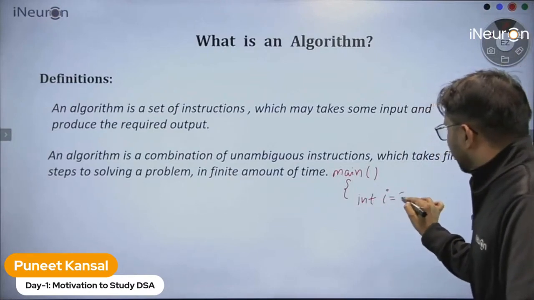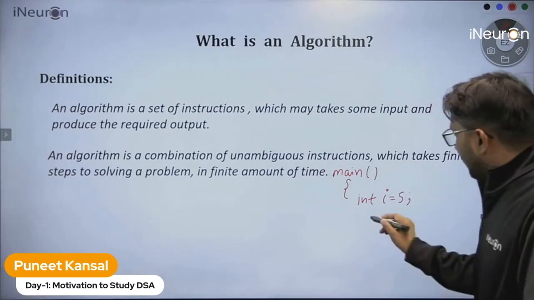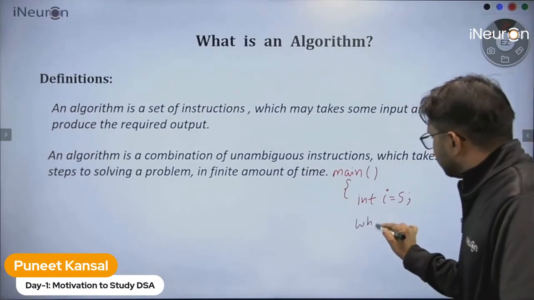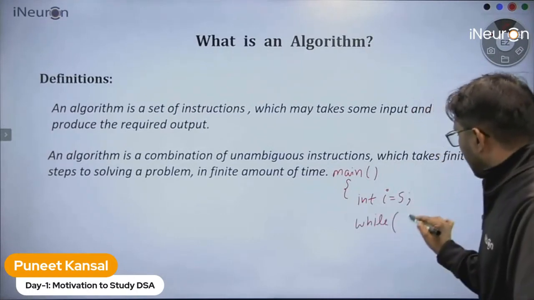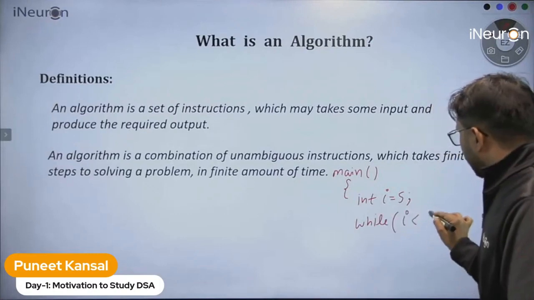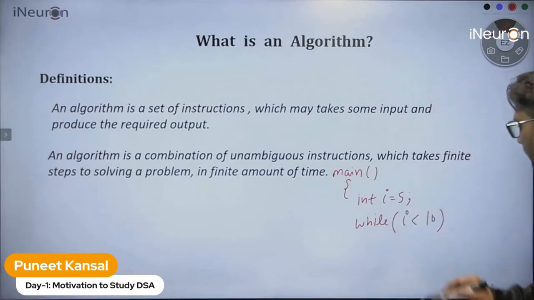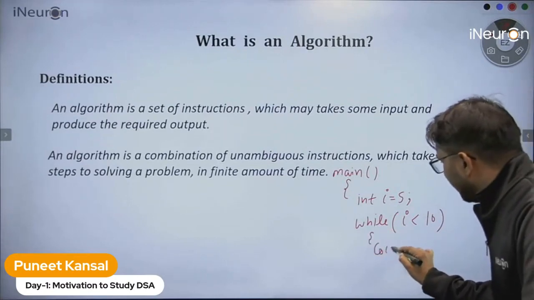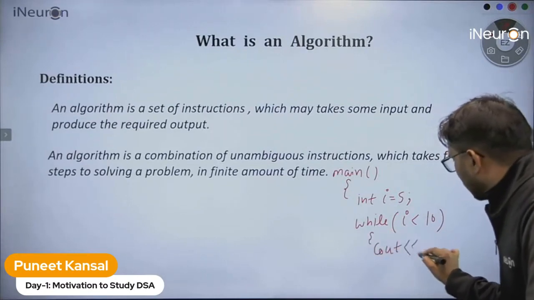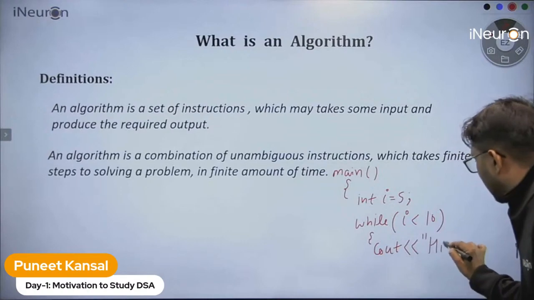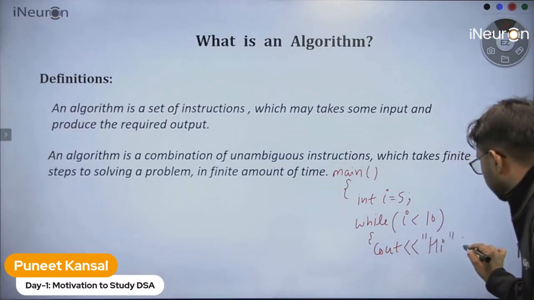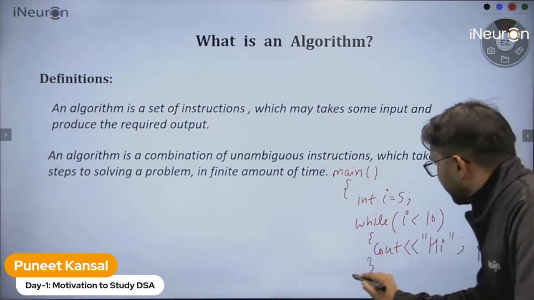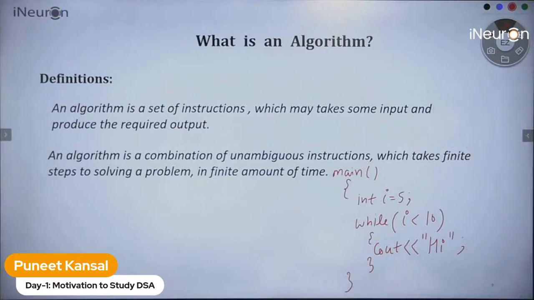Let's suppose i value is 5. And we have a loop which is executing until i is less than 10. And we are printing something, maybe I can print, hi to everyone. So that's it.